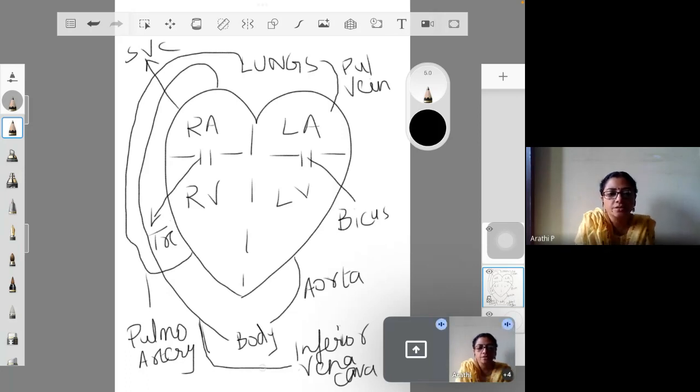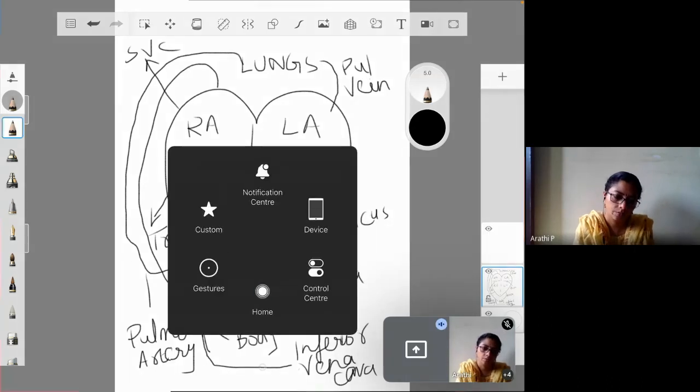I didn't understand this superior and inferior vena cava. Okay, anything which is on the lower side, we name it as inferior. Lower side of the heart, lower side of the body. It is facing towards the body, right? So it is inferior vena cava. Anything which is away from the other organs is superior vena cava. Okay. Now I'll show you the actual picture.